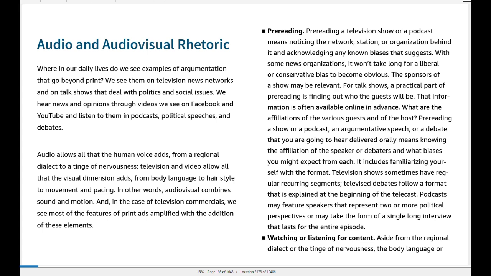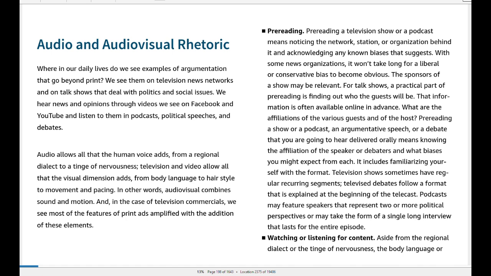Where in our daily lives do we see examples of argumentation that go beyond print? We see them on television news networks and on talk shows that deal with politics and social issues. We hear news and opinions through videos we see on Facebook and YouTube and listen to them in podcasts, political speeches, and debates. Audio allows all that the human voice adds, from the regional dialect to the tinge of nervousness.